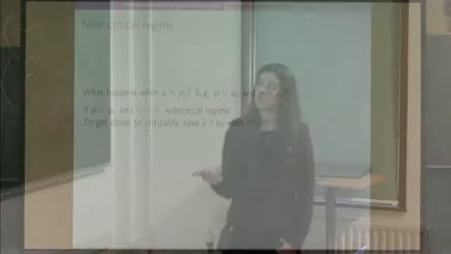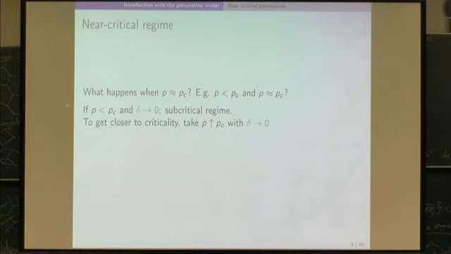And another interesting question is what's happening when you don't take P exactly equal to PC, but P very close to PC. So, for example, P a bit smaller than PC. Of course, if you take P a bit smaller than PC, even if it's very close, and then you let delta go to 0, you are in the subcritical regime. So there is nothing to say. So, in fact, to get closer to criticality, the idea is to take P going to PC at the same time as the mesh size of your lattice goes to 0.